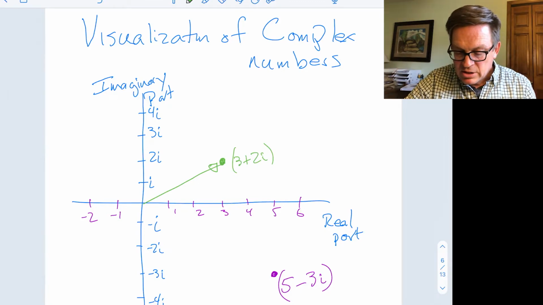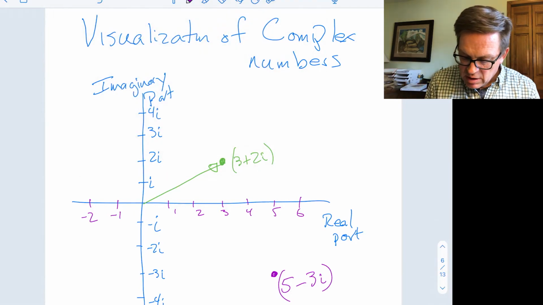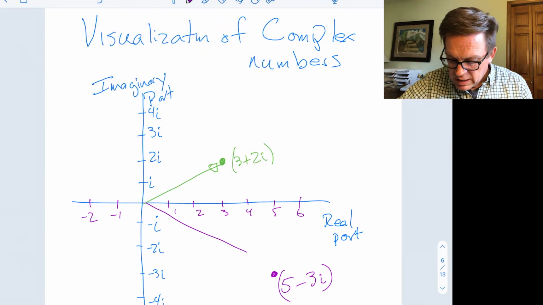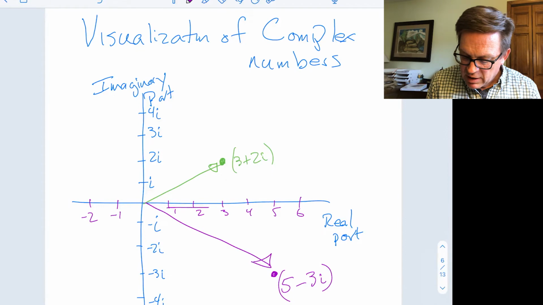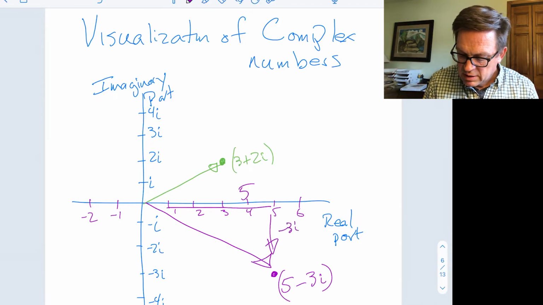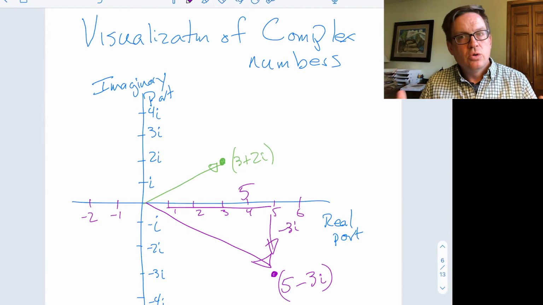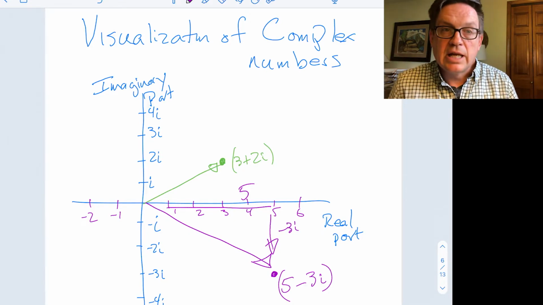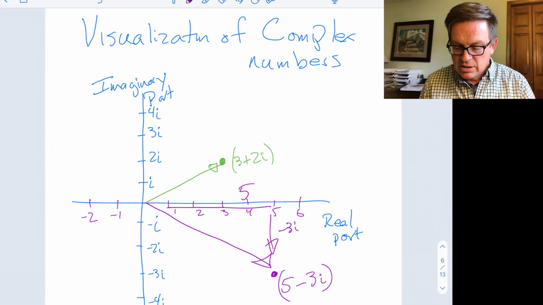And 5 minus 3i would be this point. 5 to the right and down 3. 5 minus 3i. So you could visualize complex numbers in this way, and it helps. It has a lot of contexts and applications.